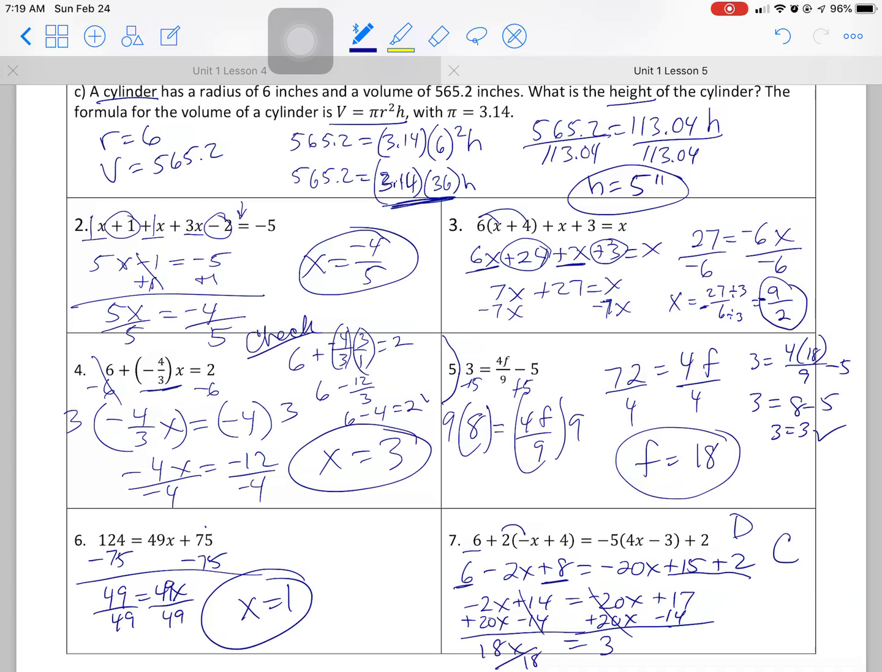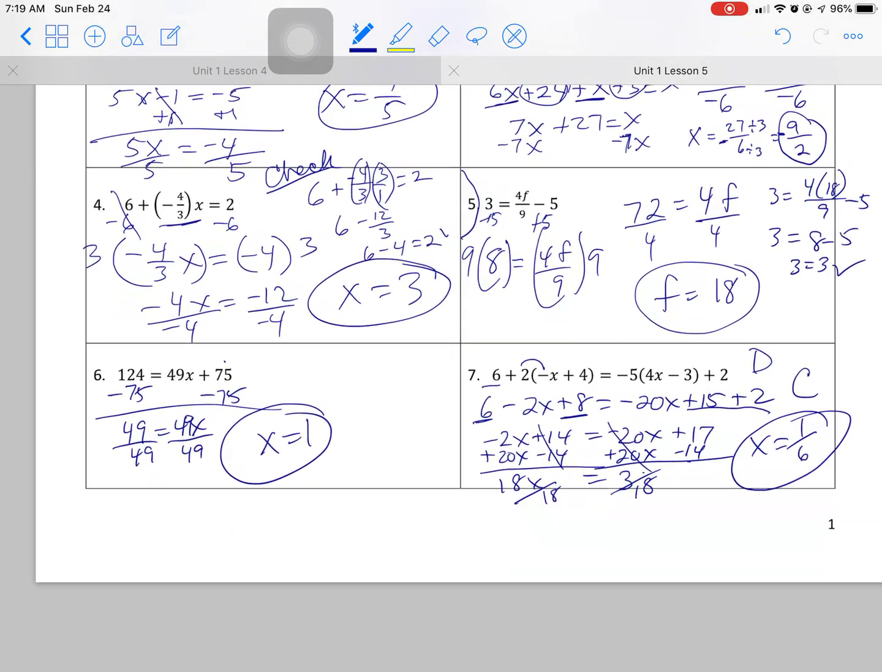Okay. Divide by 18, divide by 18. X equals, let's see, 3 over 18 reduces. Divide the top by 3, the bottom by 3. You should get 1 over 6. Is that it? That's it.